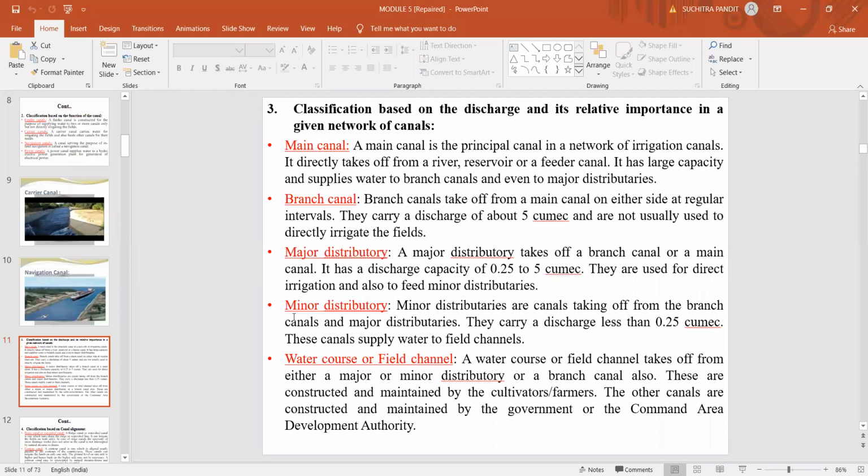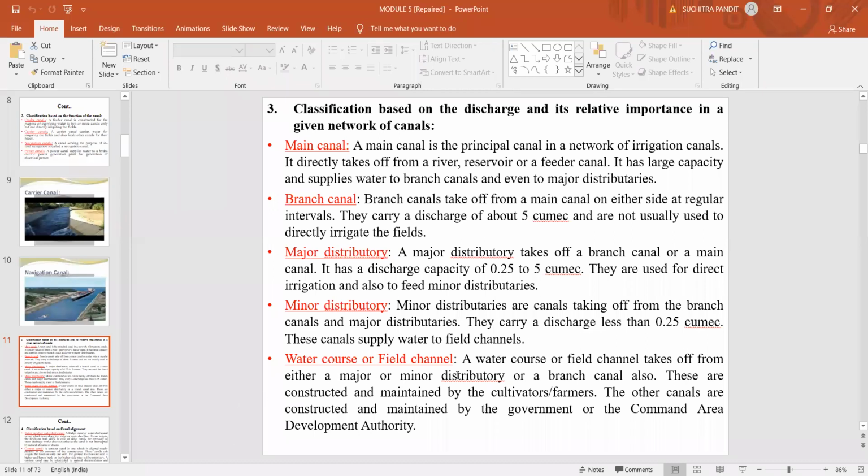The next classification is minor distributaries. These minor distributaries are canals taking off from the branch canal and major distributaries. They carry a discharge less than 0.25 cumecs. And these canals supply water to the field channel. Finally, from the field channel, water is directly supplied to the crop.